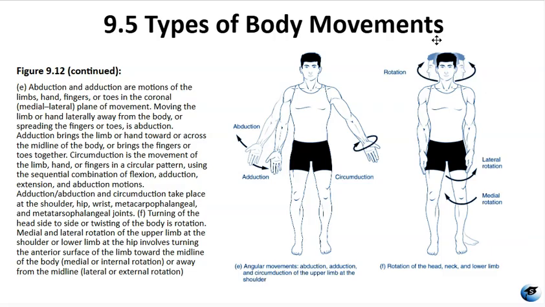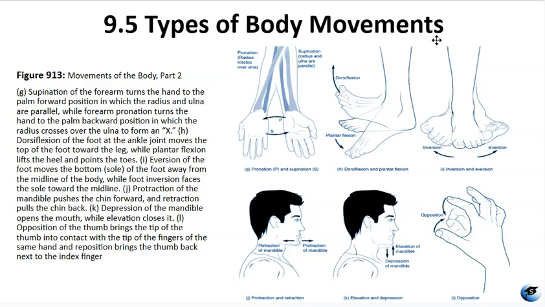Turning your head side to side or twisting your body is rotation. Medial and lateral rotation of the upper limb at the shoulder or lower limb at the hip involves turning the anterior surface of the limb toward the midline of the body or away from the midline. Supination of the forearm turns the hand to the palm forward position in which the radius and ulna are parallel, while forearm pronation turns the hand to the palm backward position in which the radius crosses over the ulna to form an X.